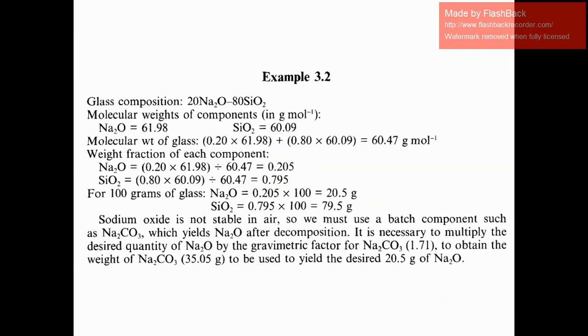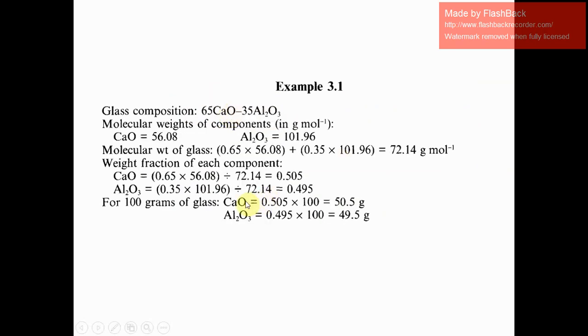in example 3.2. So here the glass composition is 20 Na2O and 80 SiO2. By looking at this glass composition, you can say directly what kind of raw material you will choose. Say for silica you will choose sand, and for Na2O you can choose sodium carbonate, or soda ash. So in the above example, for calcium oxide you can directly take lime, and for alumina you can directly take alumina. That has no issue.